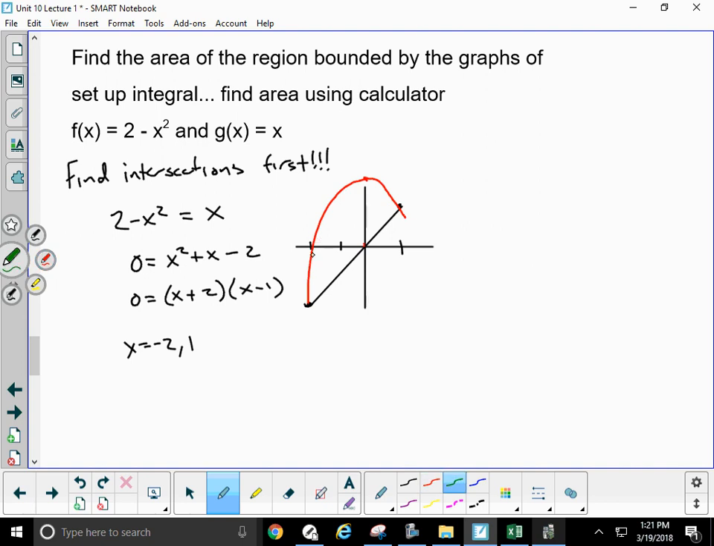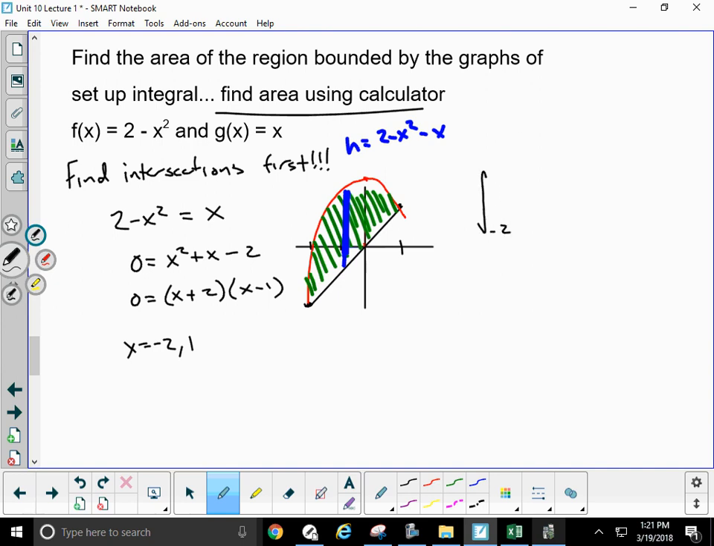And here's my shaded region. Here is a representative rectangle that I'm summing up. Its height is 2 minus x squared minus x. Now, I do not want you to evaluate this integral that you're about to set up by hand. It'll just take too long. Instead, let's just set it up.